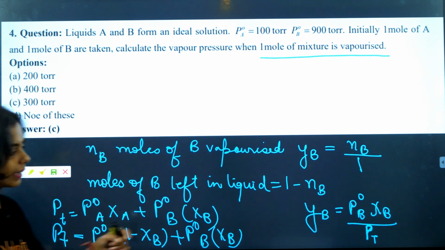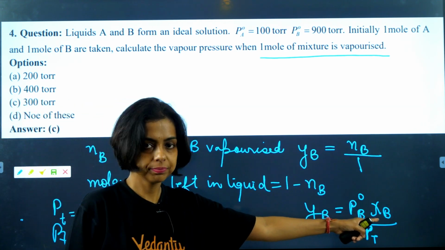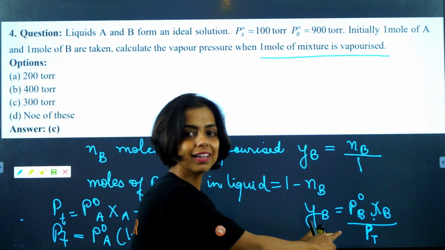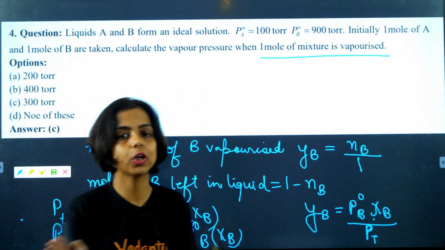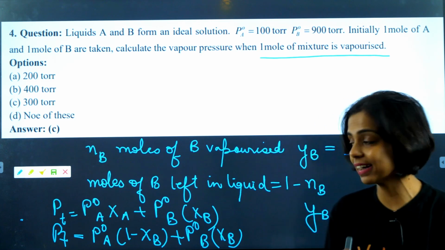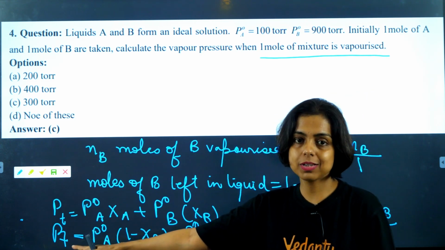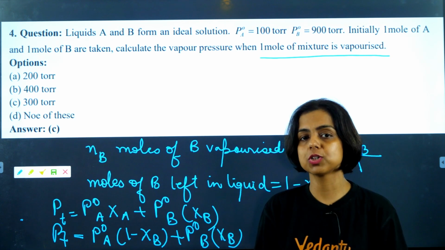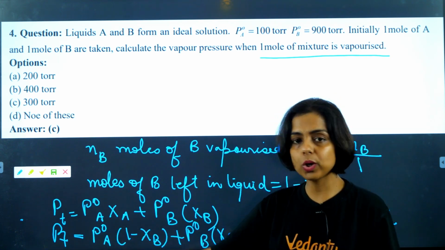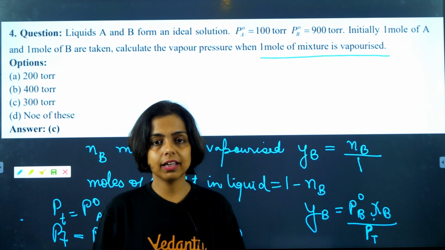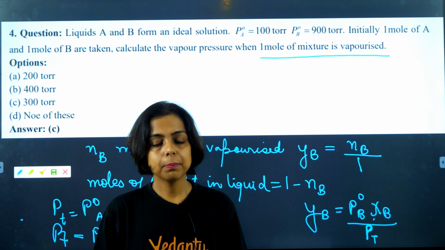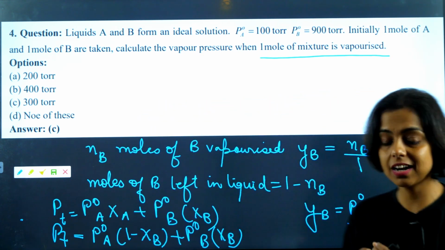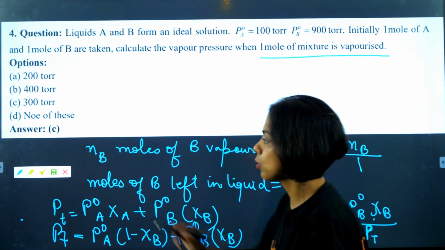From here also I can calculate the expression of XB, rearranging. So from here I get an XB expression, and from the earlier equation I get another. I can equate the two, put the values so that I can calculate P total. Because ultimately they are asking me what is the P total when 1 mole of mixture is vaporized. So you get two equations in terms of P naught A, P naught B, P total for XB. Just equating those equations, you will get your desired result, and indeed the answer that will come out is C.